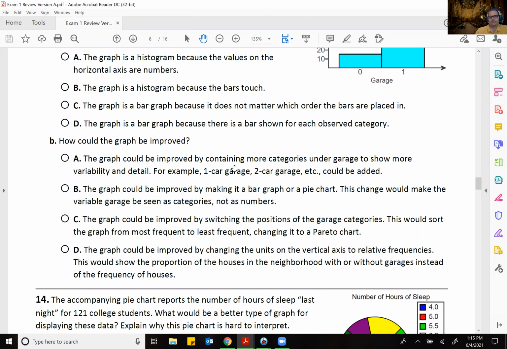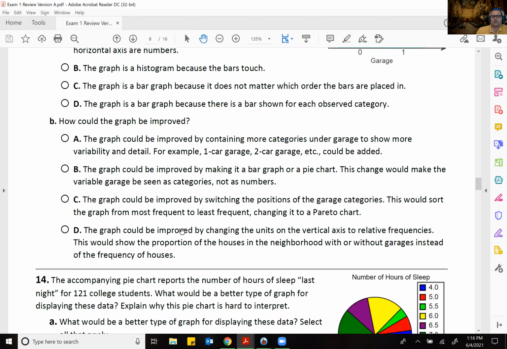So the graph could be improved by containing more categories. Like what if they have a 2-car garage or 3-car garage or 4-car garage? The graph could be improved by making it a bar chart or pie chart. This would make the variable garage be seen as categories and not numbers. It could be improved by switching the position of the car categories, from the most frequent to the least frequent, changing it to a Pareto chart. Or it could be improved by changing the units on the vertical axis to relative frequencies.